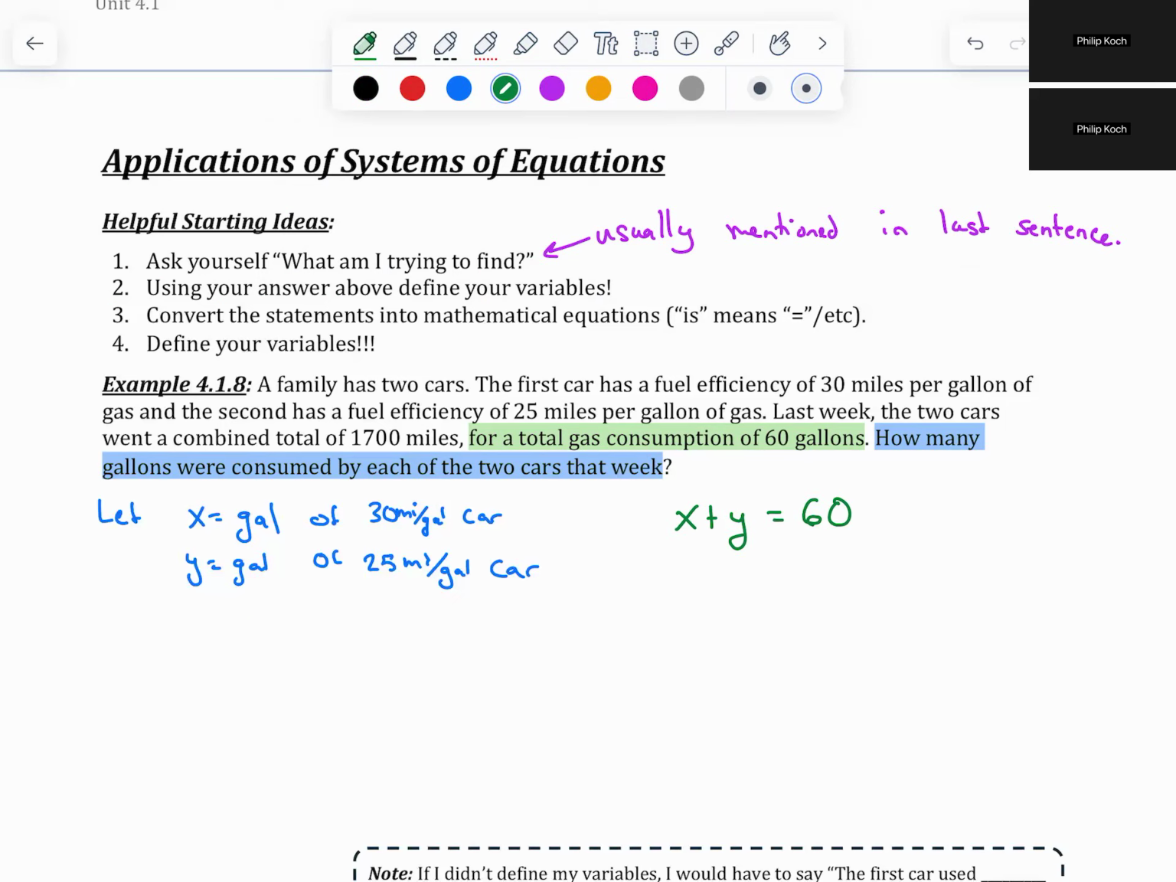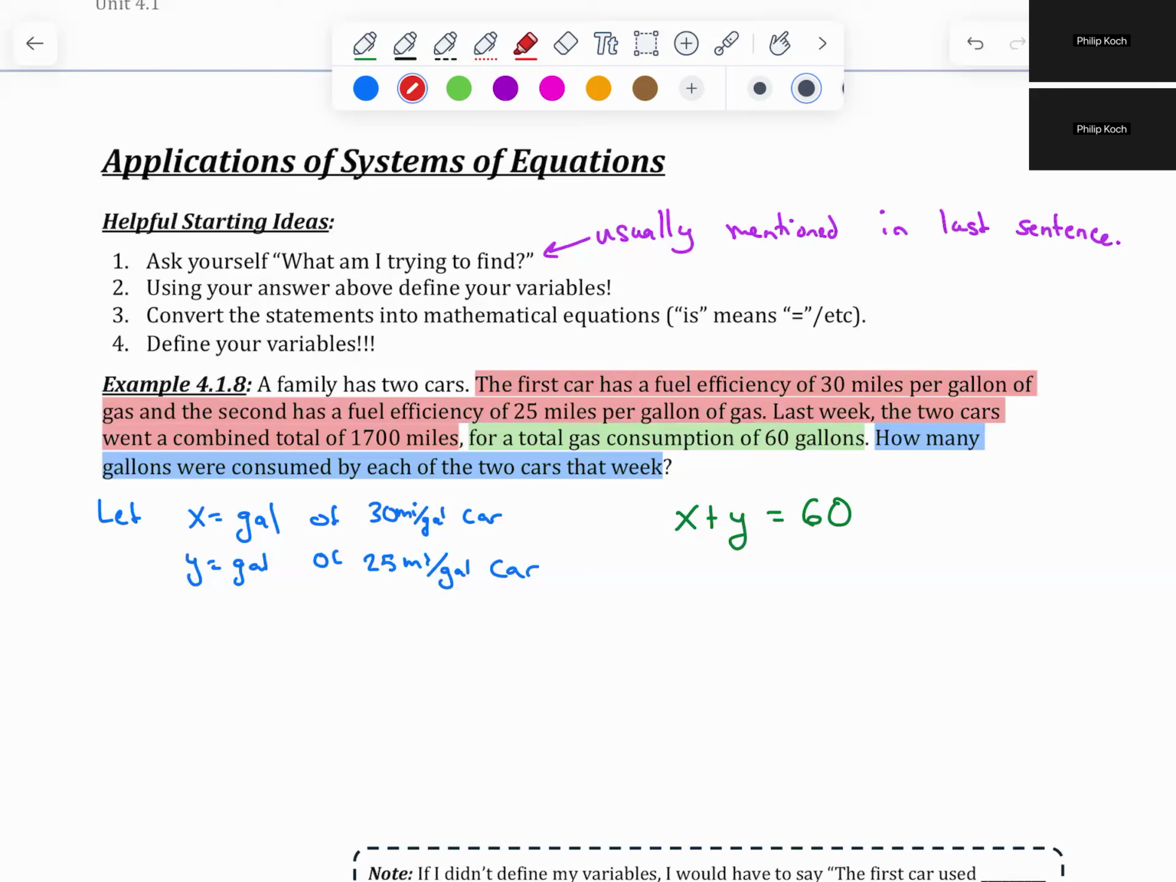I know that if I take the gallons that were used by the first car plus the gallons of the second car, it should add up to a total of 60 gallons. Now, the second equation is a little more difficult to find out unless we start to think about it mathematically, like with unit conversions involved. I'm going to take this information. Let's do red. Using this information, I can figure out the next part.